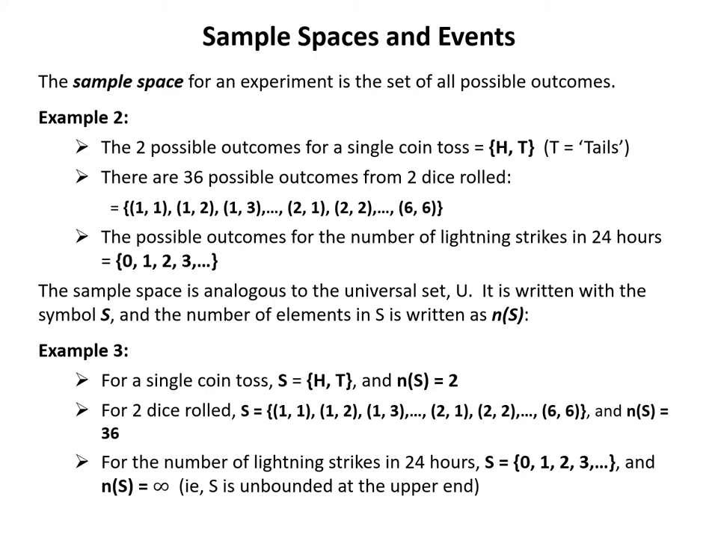The sample space is analogous to the universal set U that we discussed previously in this module. It is written with the symbol S, and the number of elements in the sample space S is written as n(S). So in example 3, we would say that for a single coin toss, the sample space S equals the set {heads, tails}, and the number of elements in the sample space is 2. For two dice rolled, you can see the list again there, and the number of elements would be the 36 that we talked about before. In the case of the number of lightning strikes in 24 hours, the sample space would be the numbers from 0 on upwards, and because it is unbounded on the upper end, the number of elements in the sample space here equals infinity.